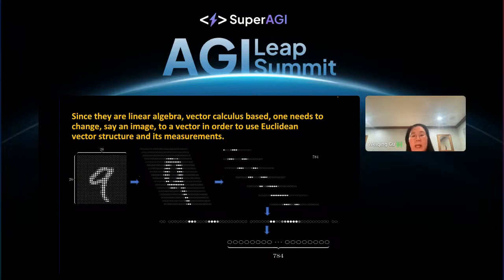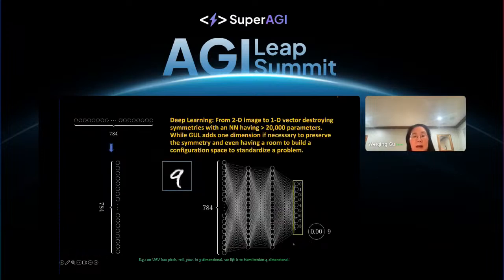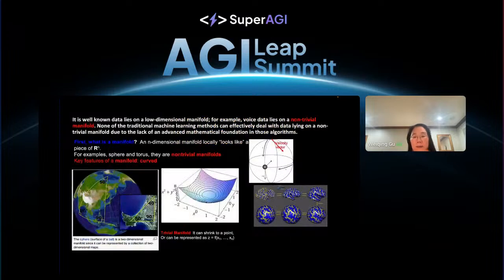So when you feed in vectors, for example this number 9, you pull it into a vector and feed it in. But that means you have broken the symmetry. That's very sad. That's why it can recognize them, but you need more than 20,000 parameters just to recognize the digits 0, 1, 2, 6 to 9. So that's why we need a much more sophisticated technology.